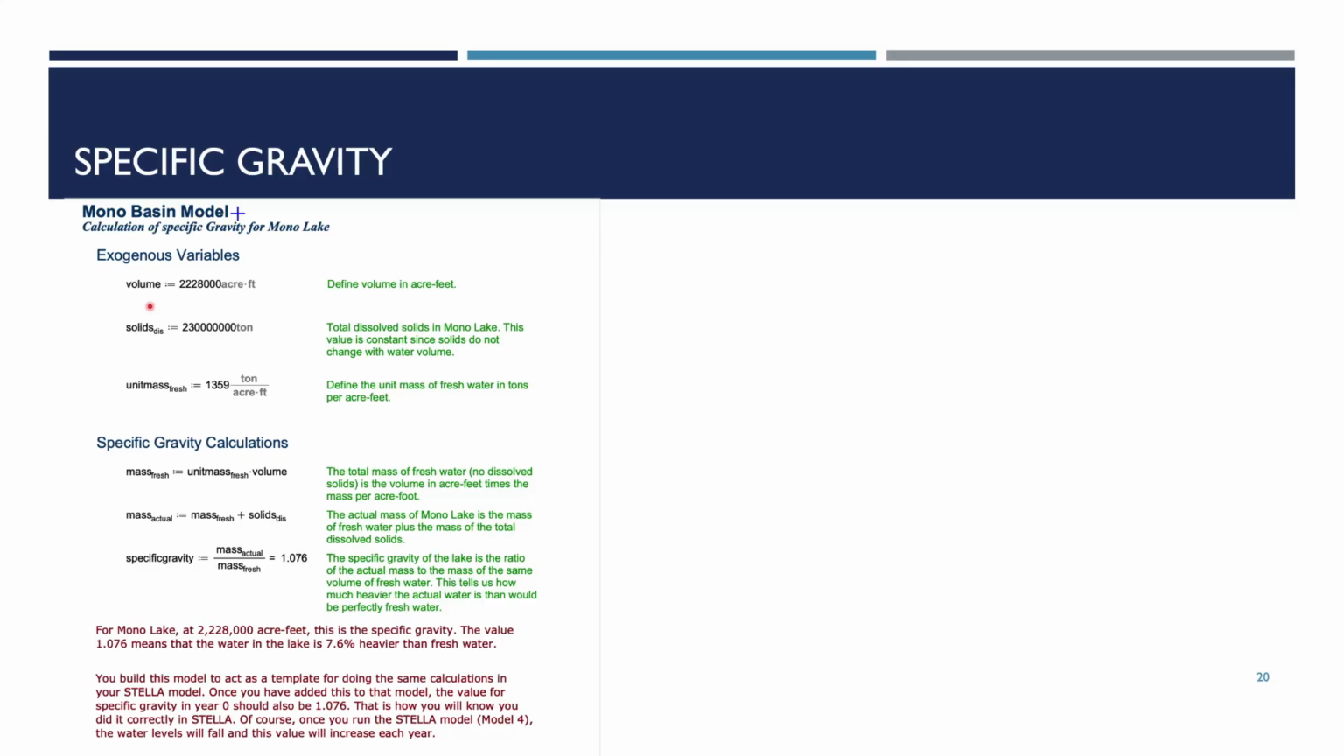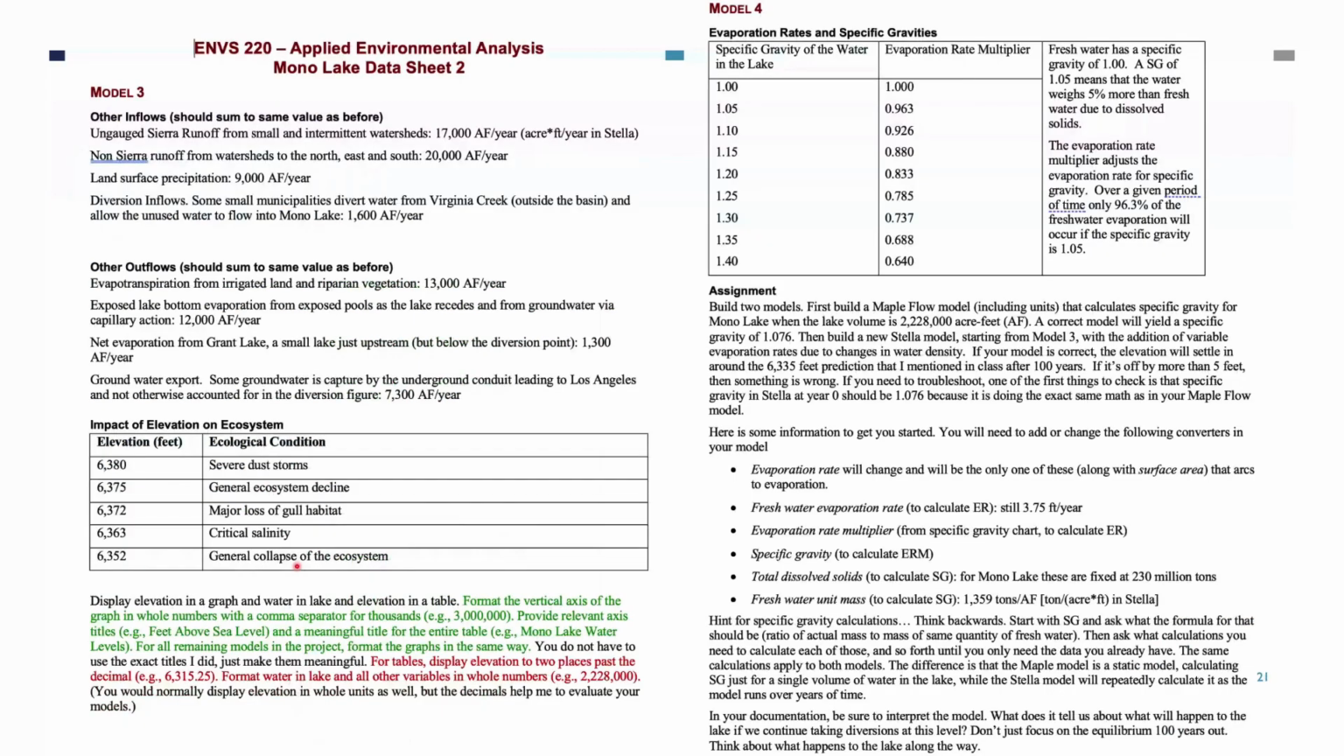Then we tie that in this Model 4 to an evaporation rate multiplier, which tells us that for different specific gravities, here's what the evaporation rate would be. So if we were at 1.1 as a specific gravity, then evaporation rate would be 92.6% that of fresh water. We want that to come into the model and to provide the feedback dynamically over time. And that's their assignment over the weekend. They have until the next Tuesday to do that.